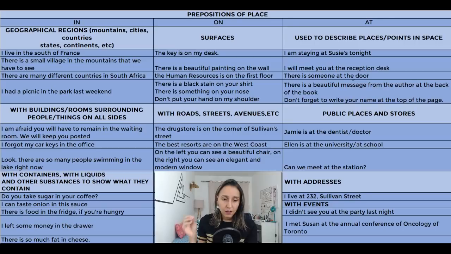with containers, with liquids and other substances to show what they contain. For example, let's say I'm giving you some coffee. Then I ask you, hey, do you take sugar in your coffee, in that liquid called coffee? I can taste onion in the sauce. So let's imagine you are making tomato sauce for a spaghetti, huh? Well, I can taste onion in the sauce. Well, I love onions. I have no problems with that.